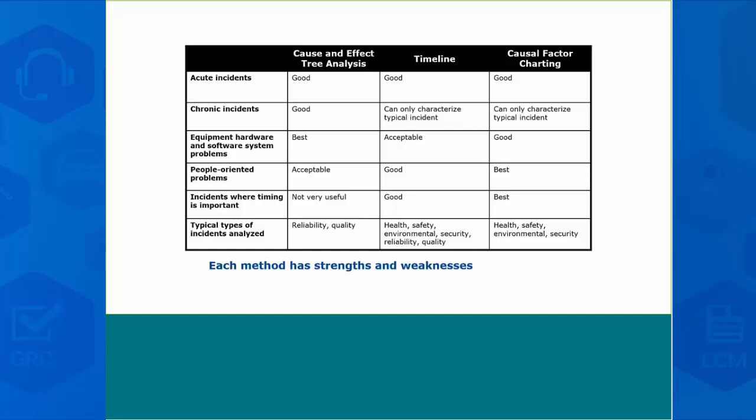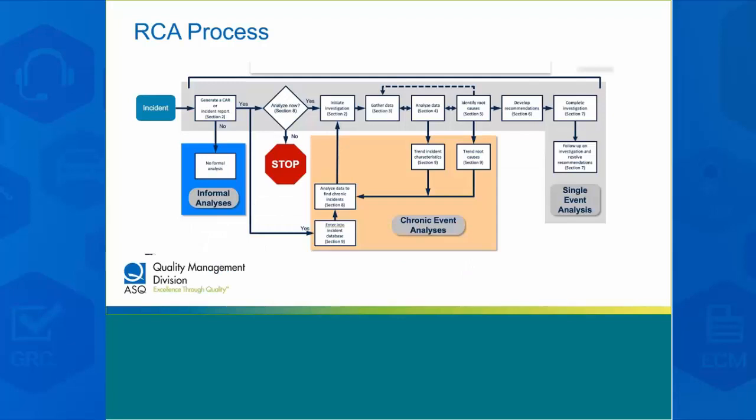Again, each method has strengths and weaknesses. I'm not going to spend a lot of time going into them, but fault trees do have issues where timing is important. Timelines are difficult to use if you're doing chronic incidents. In the end, though, if you get good with either of those two techniques, cause and effect tree or timeline, you can solve any problem with either technique, okay? So there really isn't a reason to go anywhere else, once you get good with one of these.